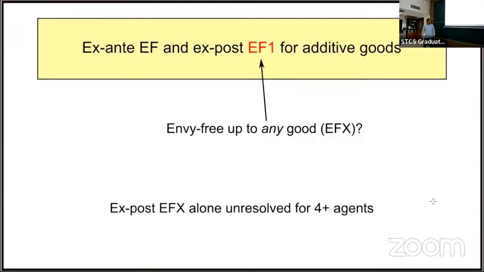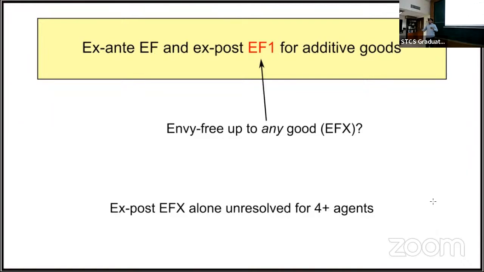Yes, so it turns out, proving the existence of EFX has been a very challenging problem for a few years now. The best result that we know for EFX is that for up to 3 agents, we can show that EFX exists. So I'm not even talking about ex-ante anymore. I'm just talking about EFX. For 4 or more agents, we don't know whether it always exists.